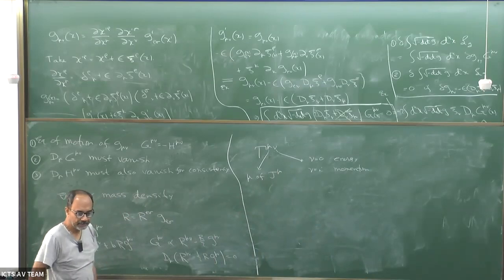No, because as long as T mu nu is something for which d mu T mu nu equal to 0, it will be a consistent equation. It will not be something that you will be familiar with, right?